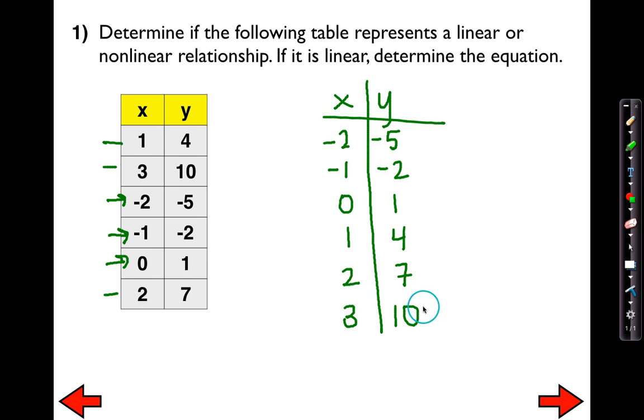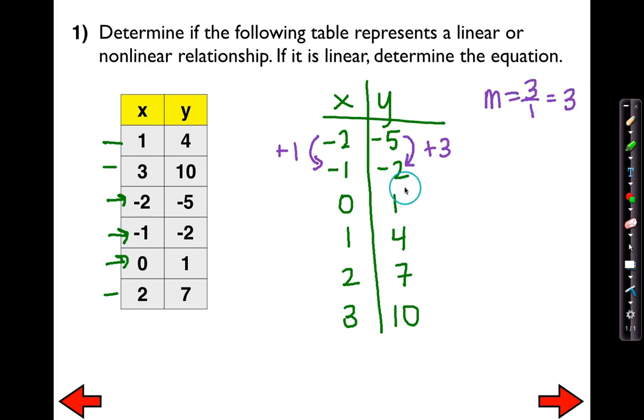Now, the only thing that I would have to do is make sure, in order for it to be linear, that it's moving at a constant rate. So how do I do that? Well, you're basically determining the rate of change, which is the same thing as determining slope. So let's go ahead and find the rate of change between each and every ordered pair. From -5 to -2, we are adding 3. From -2 to -1, we are adding 1. So the slope for these two ordered pairs would be 3 over 1, which is just 3.